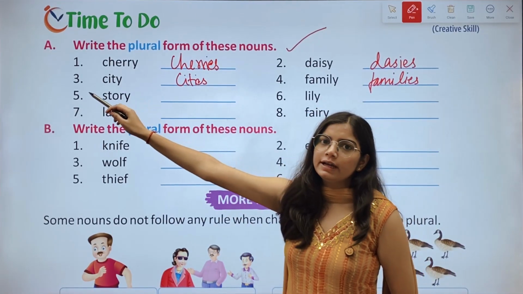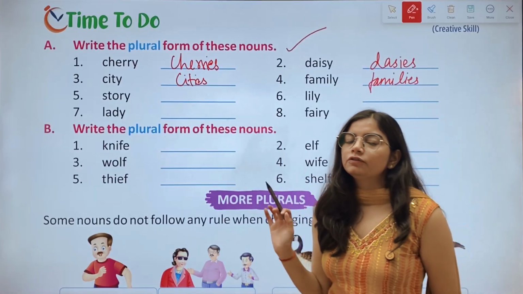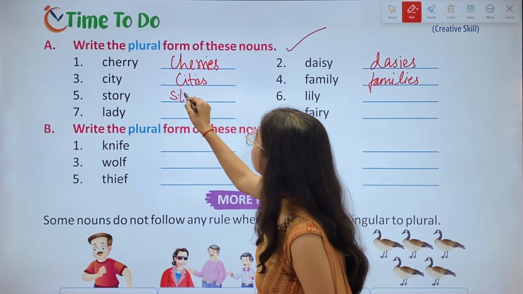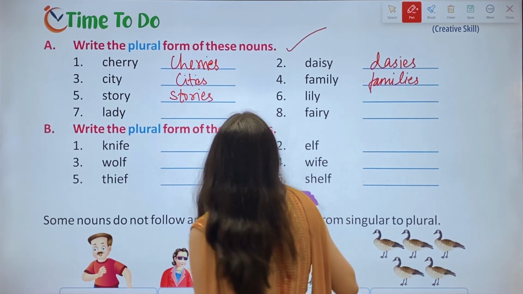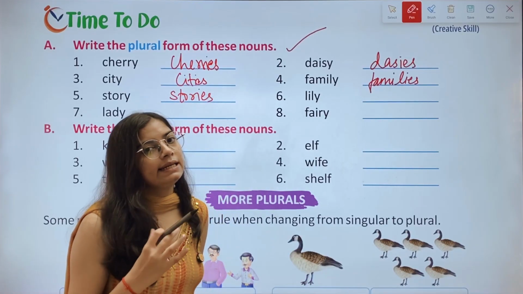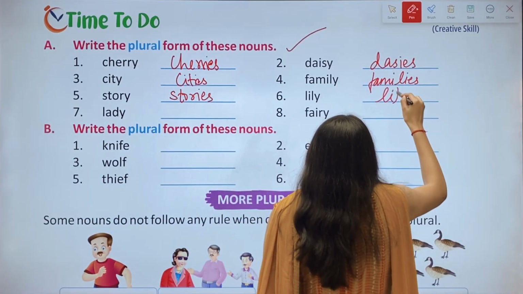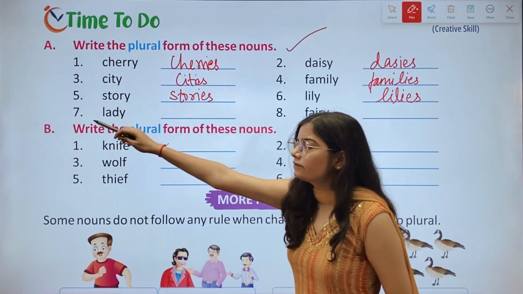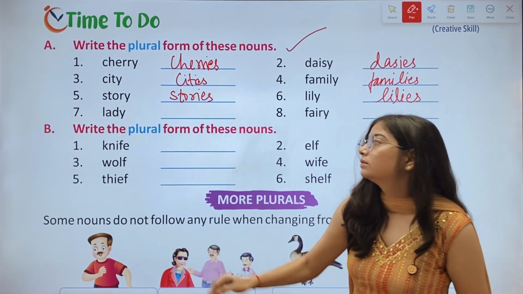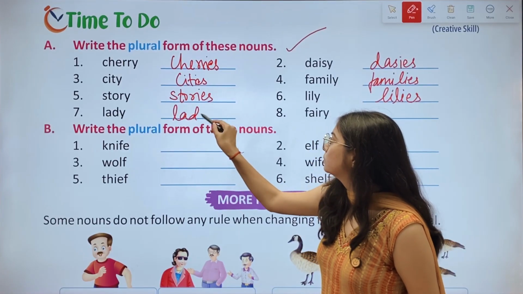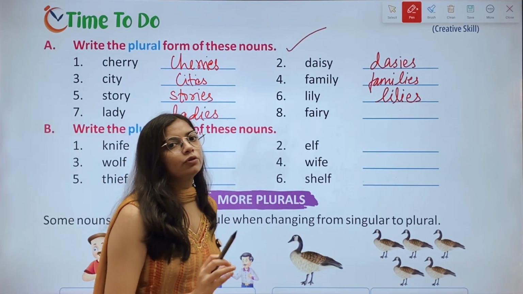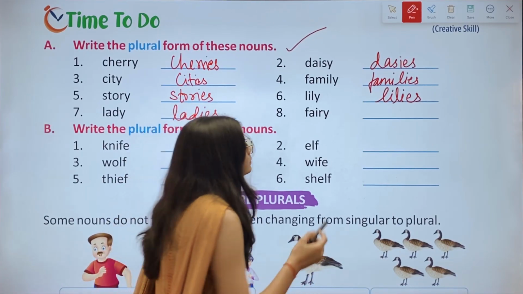Then we have fifth one, story. The plural of story is stories. Then we have sixth one, lily. The plural of lily is lilies. Then we have seventh one, lady. Plural of lady is ladies. Then we have eighth one, ferry. The plural of ferry is ferries.